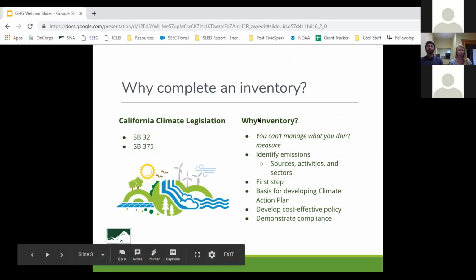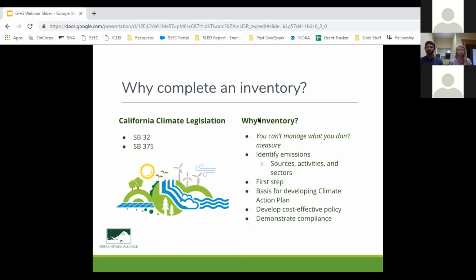So now that you know what an inventory is, why should you think about completing one? Well, number one, we have California climate legislation. There's a couple really important pieces that we wanted to share with you. So SB 32 builds off AB 32, which is the Global Warming Solutions Act of 2006. And this set targets of reducing emissions to 1990s levels by 2020. So we actually hit this goal in 2016.